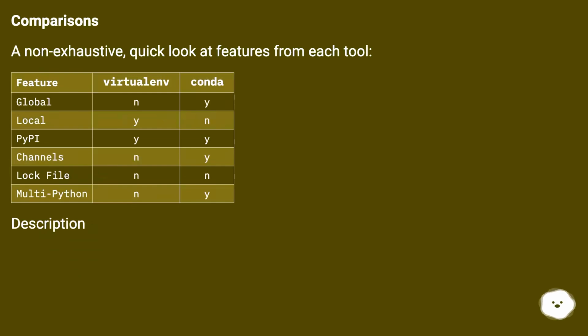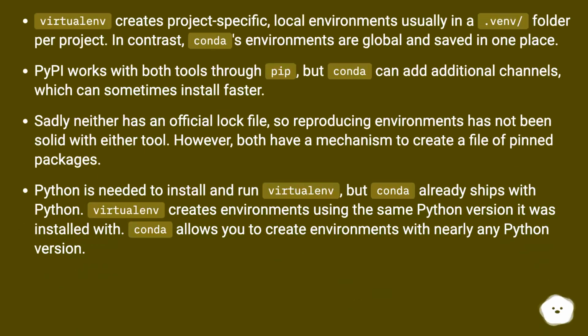Comparisons. A non-exhaustive, quick look at features from each tool. Description. Virtualenv creates project-specific, local environments usually in a .venv/ folder per project. In contrast, Conda's environments are global and saved in one place. PyPI works with both tools through pip, but Conda can add additional channels, which can sometimes install faster.